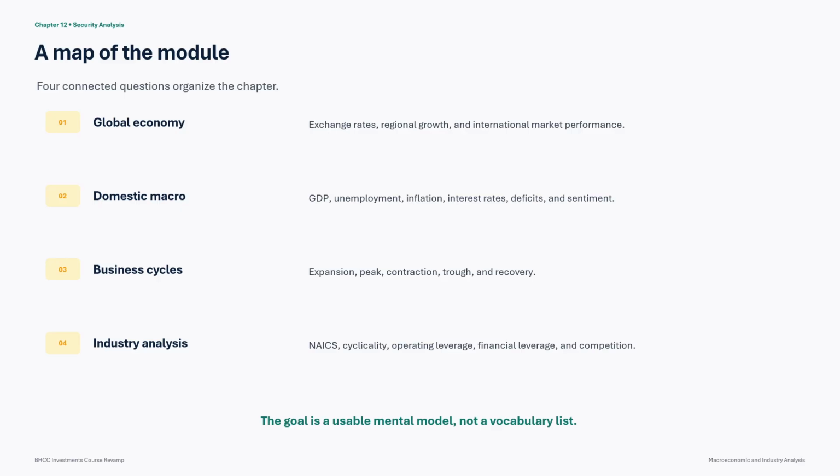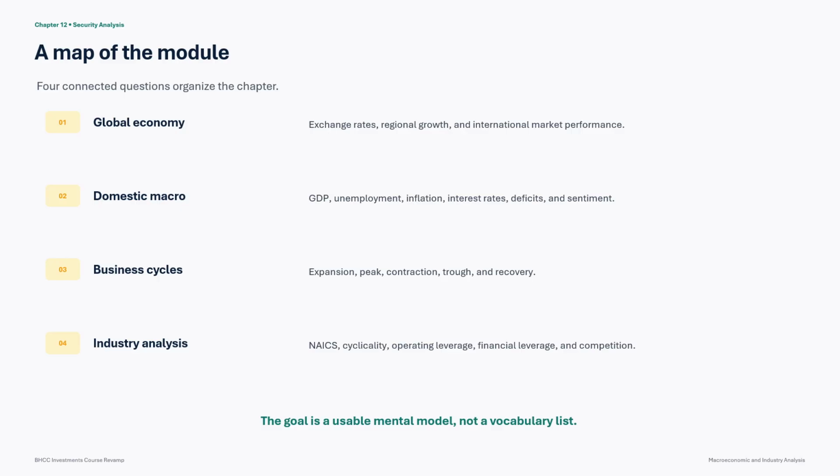A useful habit is to separate the economic story from the investment story. "The economy will grow" is an economic statement. "This company will earn more than the market expects, and the valuation does not already assume it" is an investment thesis. The goal is a usable mental model, not a vocabulary list.